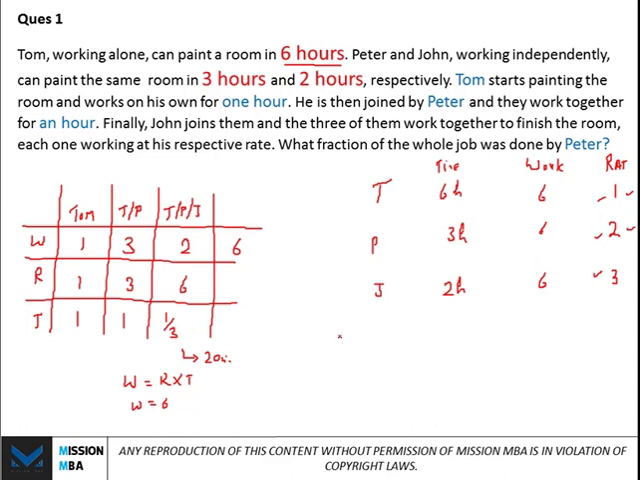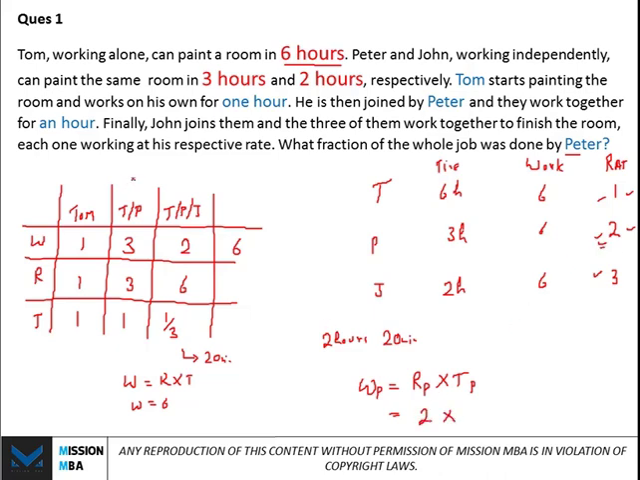So of course guys, they're going to take 2 hours and 20 minutes and we are done without any tedious calculations of reciprocals. Now, the question also asks us what fraction of the whole job was done by Peter. This will also become very simple for us. Now guys, work done by Peter is equal to rate of Peter into time of Peter. So what is the rate of Peter? Very simple, 2.